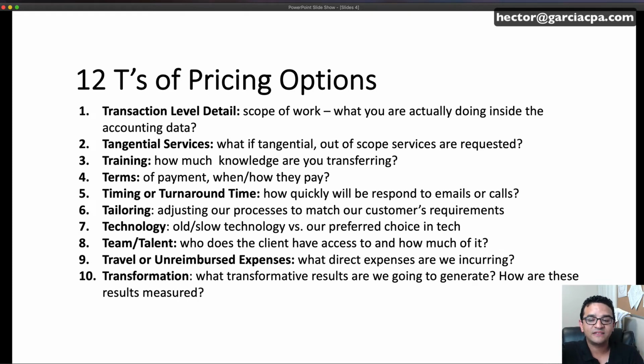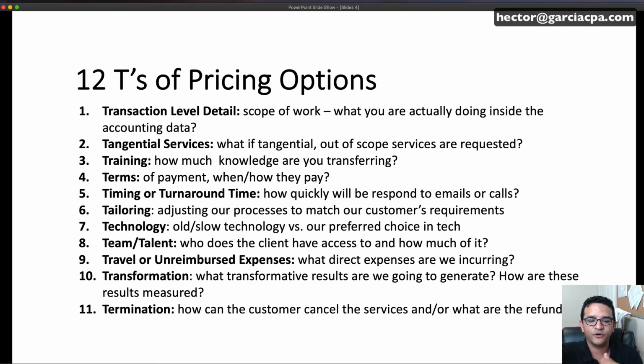Then transformation is about what transformative results are we going to generate? How are these results going to be measured? What does the client look like after we're done? What does success look like? How do we measure success? That would be the transformation portion.